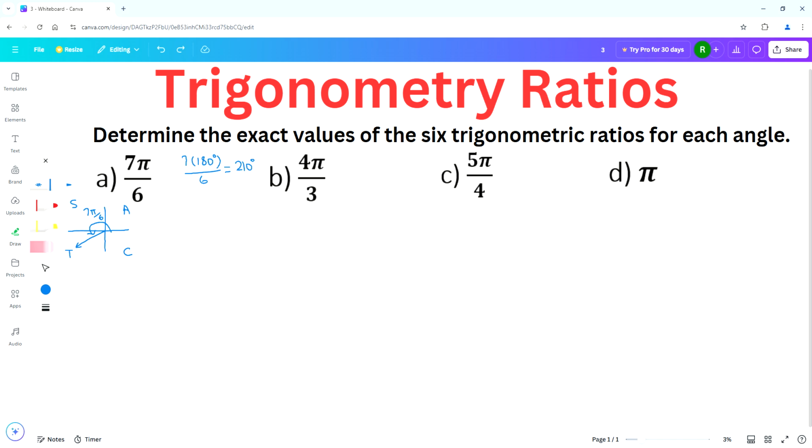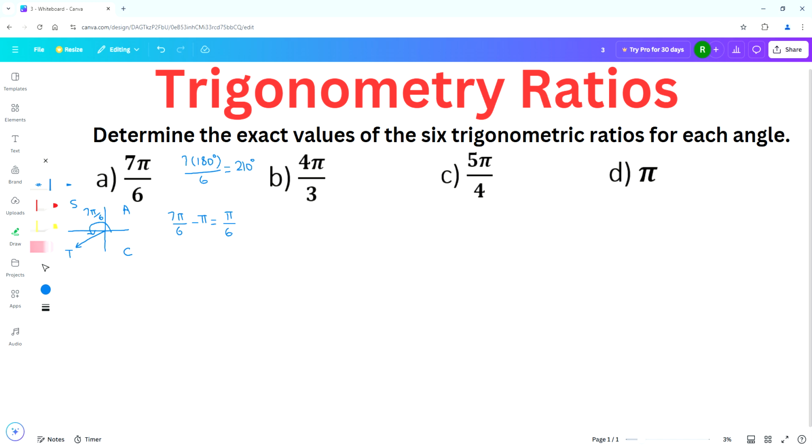The reference angle or the related acute angle for 7 pi over 6 can be found by subtracting pi from 7 pi over 6, which is equal to pi over 6. The denominator of pi is 1. The common denominator will be 6. So the expression becomes 7 pi over 6 minus 6 pi over 6, which is equal to pi over 6. Now we can determine the exact values of the ratios.